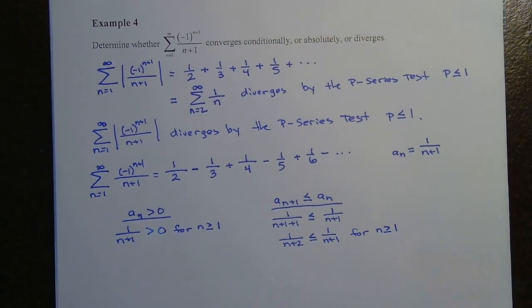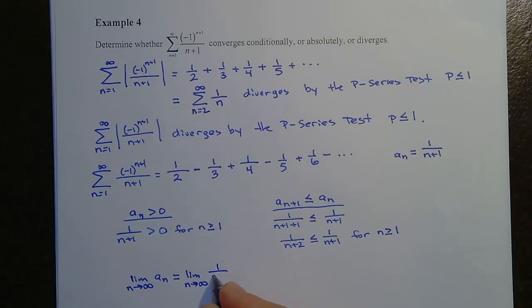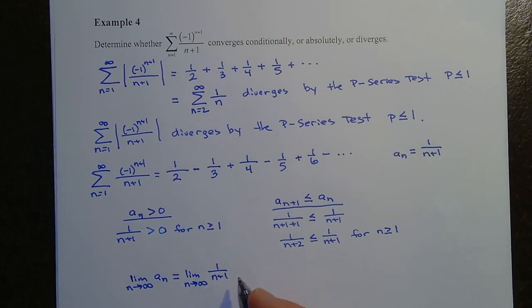And then the last thing we need to do is the limit, right? So we need to show that the limit as n approaches infinity of a sub n is equal to the limit as n approaches infinity of 1 over n plus 1. Well, as n gets bigger and bigger, this denominator gets bigger and bigger, so this fraction gets closer and closer to being 0.